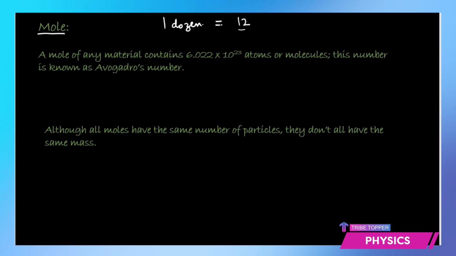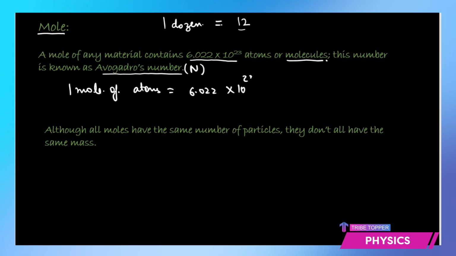1 mole is 6.022 times 10 to the power 23 atoms, or 6.022 into 10 raised by 23 molecules. And we call this number Avogadro's number. So we usually use capital N to denote Avogadro's number. So 1 mole of anything. If I say 1 mole of atoms, then that would refer to 6.022 into 10 to the power 23 atoms. So let's say I'm talking of 1 mole of sodium atoms. So it will be 6.022 into 10 raised by 23 sodium atoms.